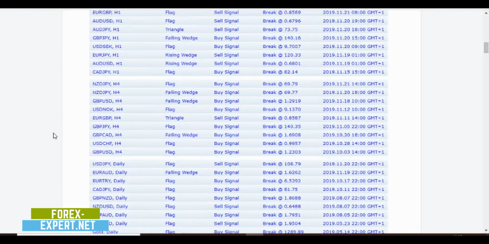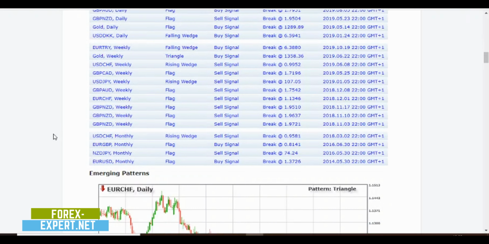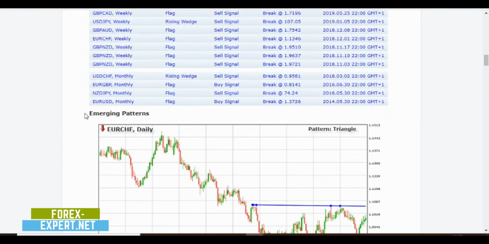Scrolling down the page, you will find a very interesting section. I can't show you all the emerging patterns because this is a premium service. And for example, here we have an emerging pattern on the daily.